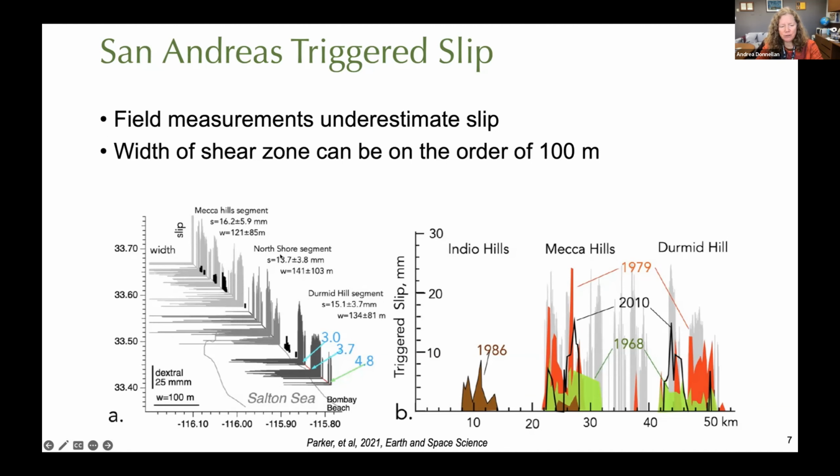I actually wanted to put a picture in here, and then I forgot. If you walk out to Painted Canyon, you can see cracks in the ground pretty consistently where the San Andreas Fault is. If we compare it to other earthquakes, those are again with field measurements. Again, they underestimate what is being measured with UAV SAR because of this width of the fault zone.